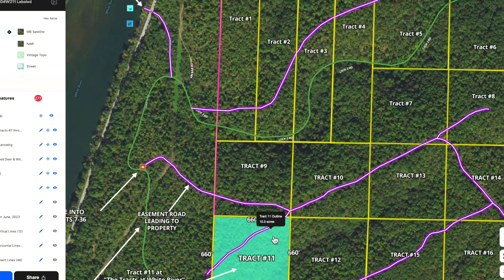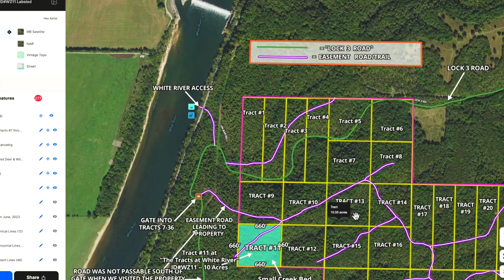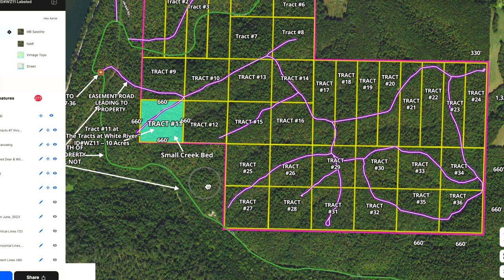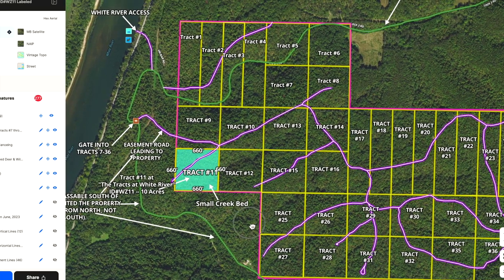So as far as these tracts out here, you certainly need a four-wheel drive, but Tract 11 happens to have much better access than the vast majority of these tracts. As you can see, they go back to the east. Whoop, I'm trying to move the map here. Went too far. Program's not cooperating. It's going haywire.